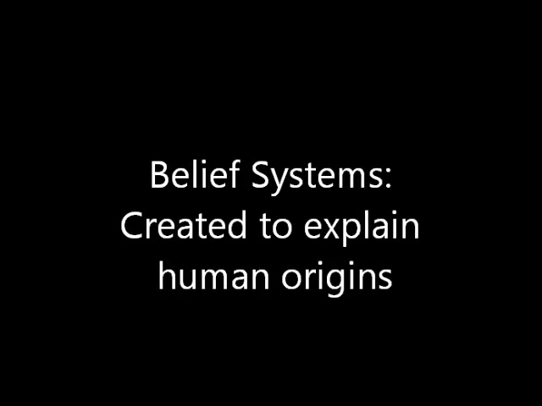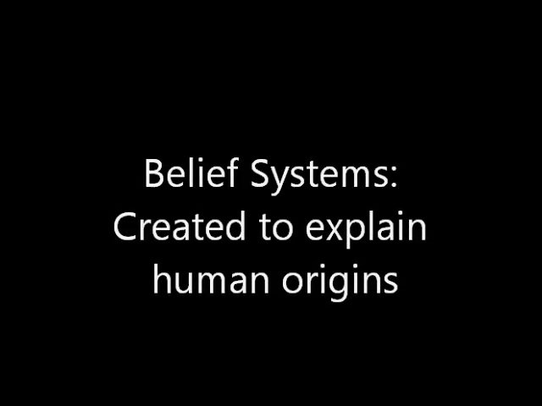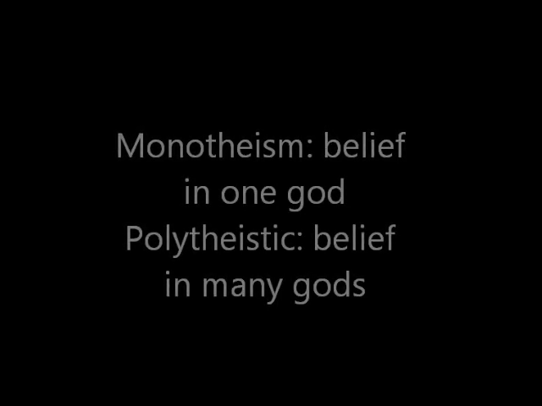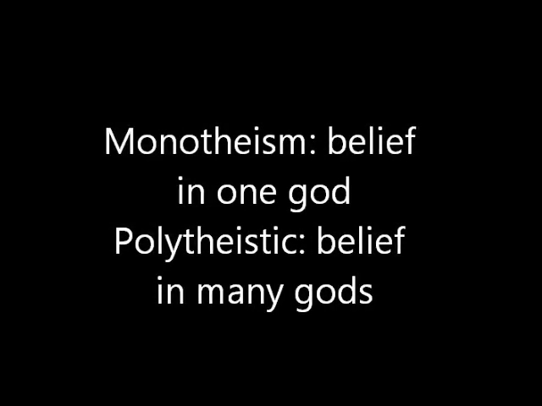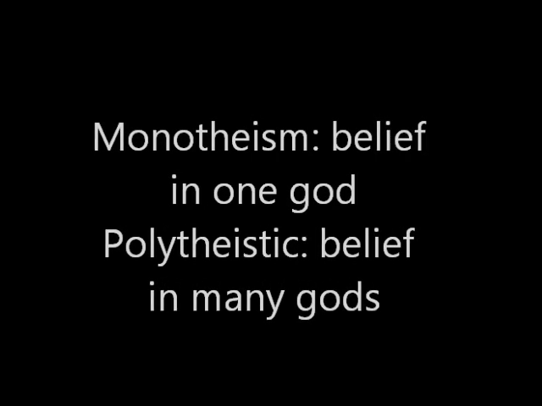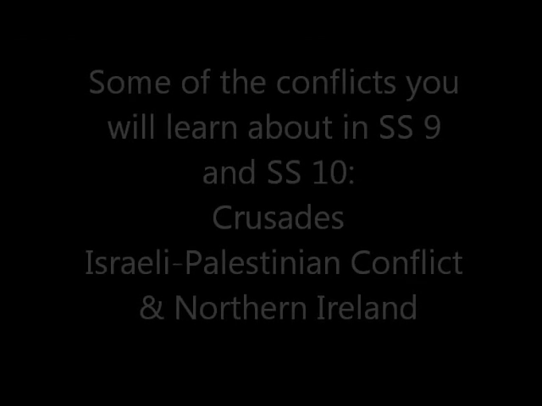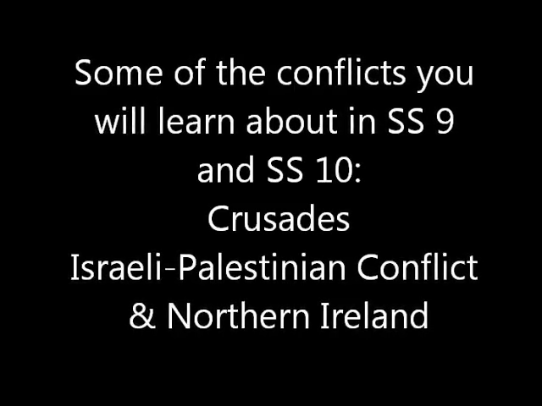People create belief systems to explain human origins and to describe what happens to us when we die. They also help instill values and introduce people to codes of morality in a given place. Religions can be monotheistic, which means a belief in one God, or a religion can be polytheistic, which means a belief in many gods. Differing religious beliefs can cause conflict or fighting to occur between various groups of people. We will learn about many religions this year as well as discuss the origins of some of these conflicts.